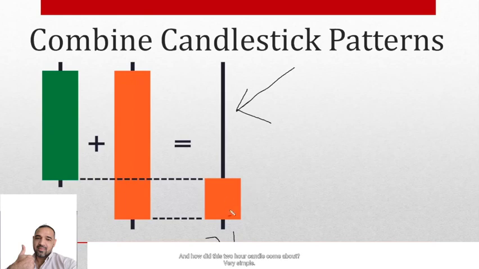All right, and how did this 2 hour candle come about? Very simple. A 2 hour candle simply identifies the high over the last 2 hours, the low over the last 2 hours, the opening price of the first hour, and the closing price at the second hour. Simple. So if you look at this, this is essentially the open, this is the close.